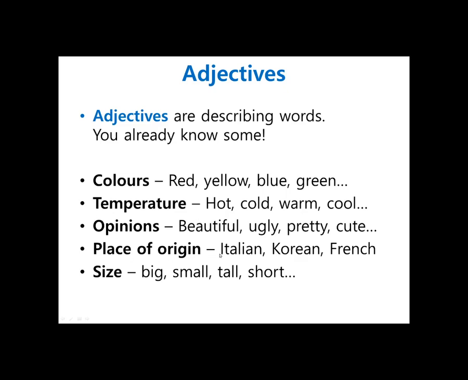Place of origin. So we can say Italian, Korean, French. So to describe bibimbap, we can say bibimbap is Korean food. Okay, so we use the word Korean to describe the food. And size: big, small, tall, short. These are all types of size adjectives. Okay, so you know some adjectives, and there are many more, but these are pretty common, used often.